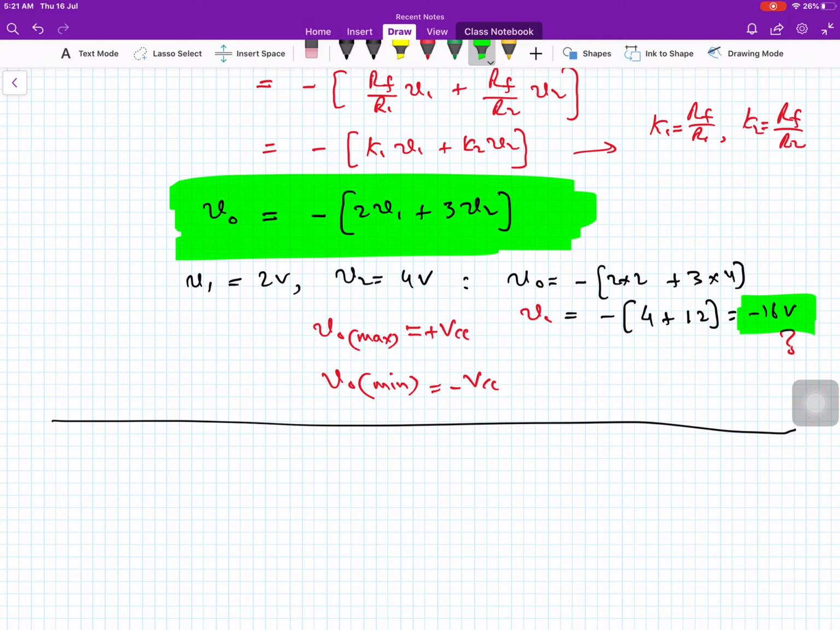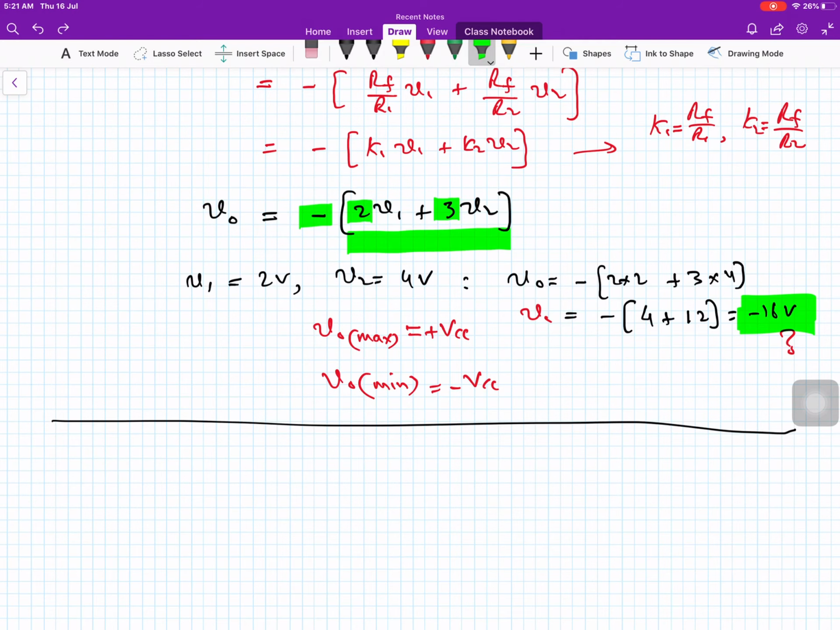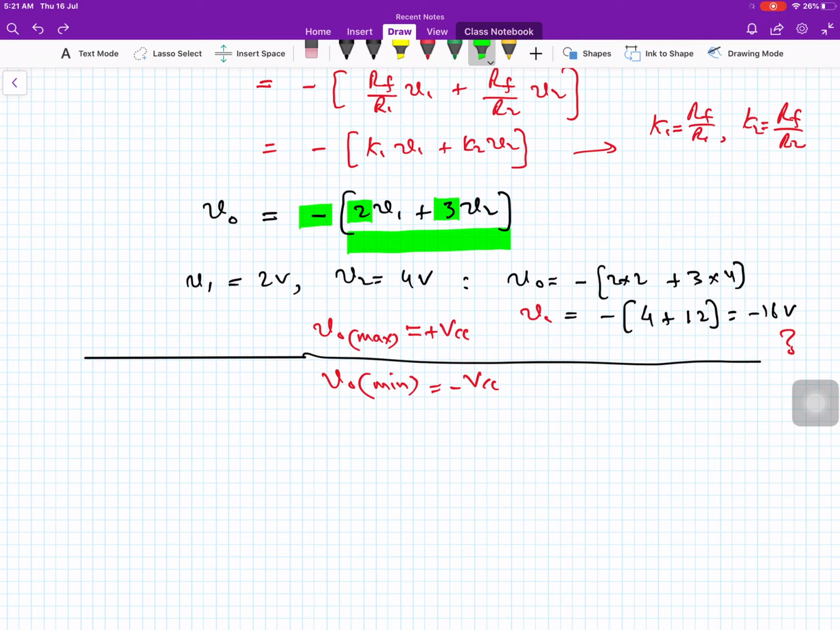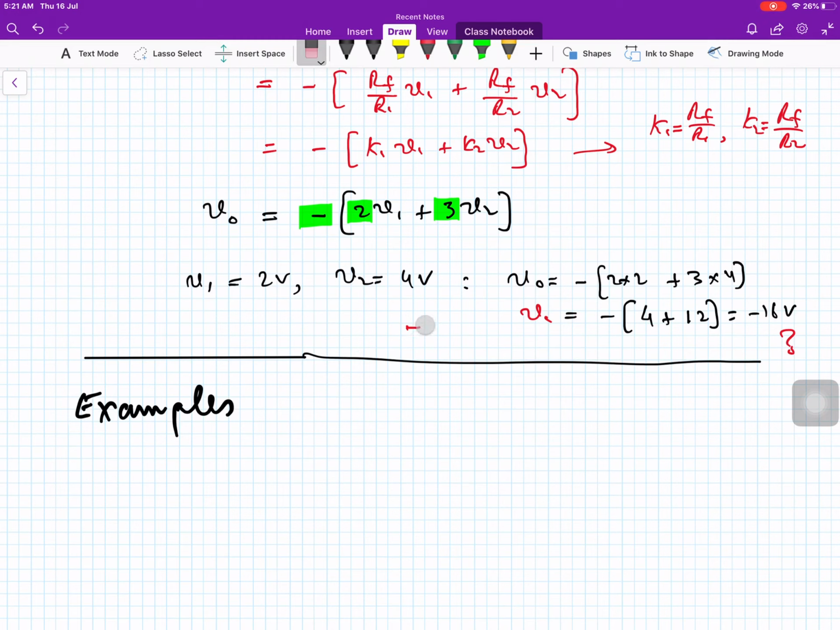Then in the following discussion I will present a few more examples. These examples will be based on operational amplifier circuits, or active circuits.